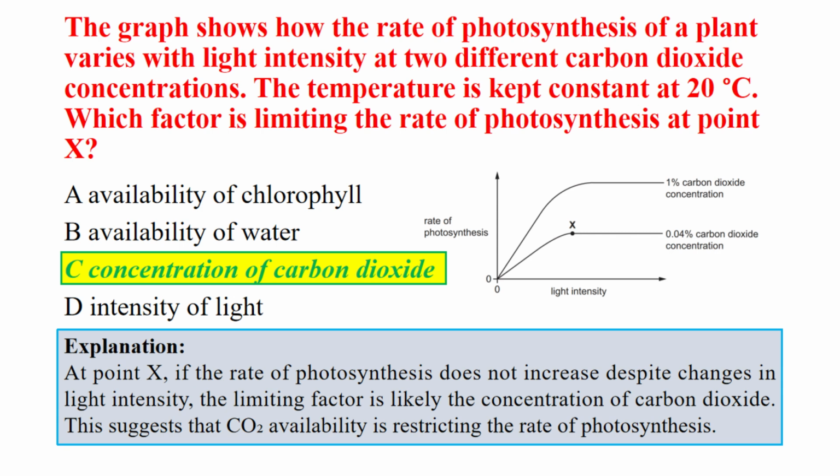If the graph shows that the rate of photosynthesis levels off despite changes in light intensity, then increasing light alone is not improving the rate of photosynthesis. Given that carbon dioxide concentration varies in the graph, if photosynthesis is not increasing with light intensity at point X, it indicates that the concentration of carbon dioxide is the limiting factor. Therefore, at point X, the rate of photosynthesis is most likely limited by the concentration of carbon dioxide. So, the correct answer is C, concentration of carbon dioxide.